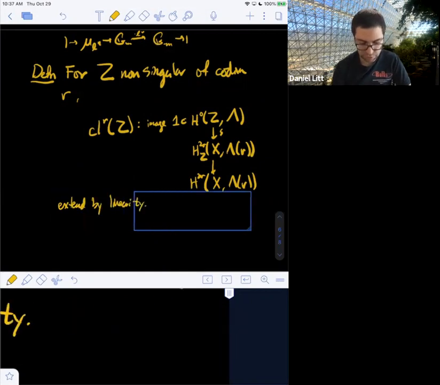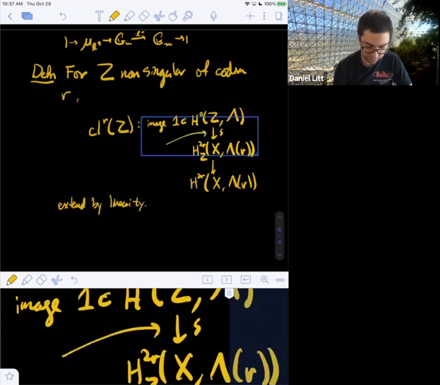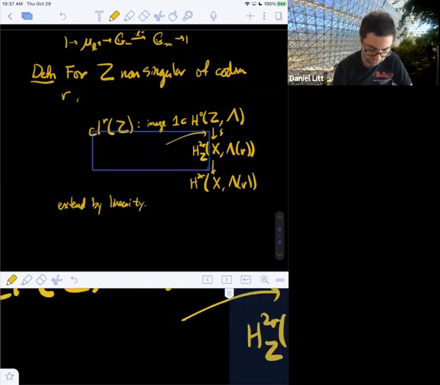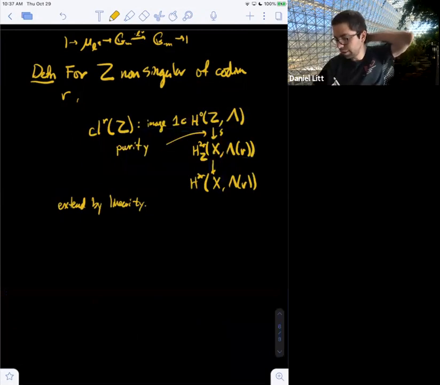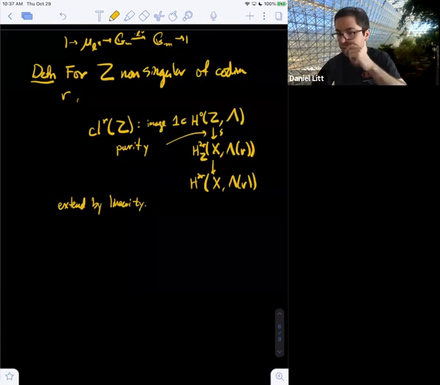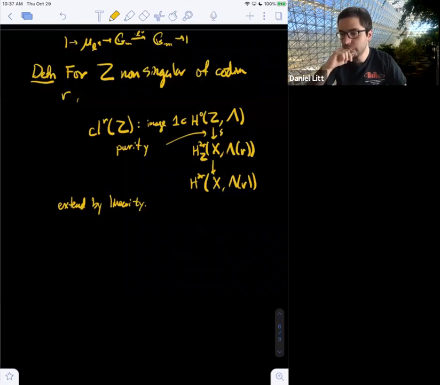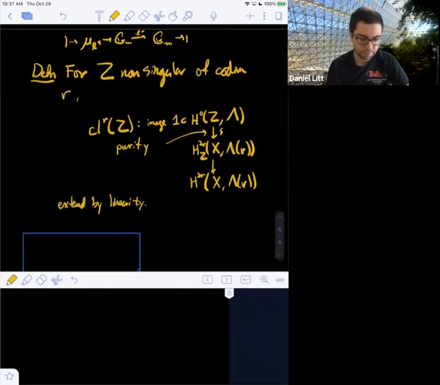All right. So here this isomorphism was the key input. This is purity. All right. Are there any questions about that? Okay, so then what about for non-singular Z?